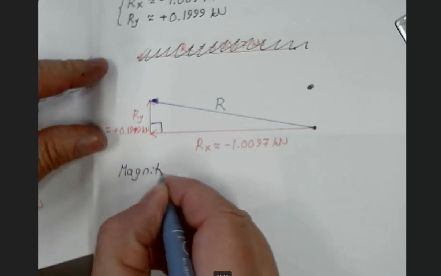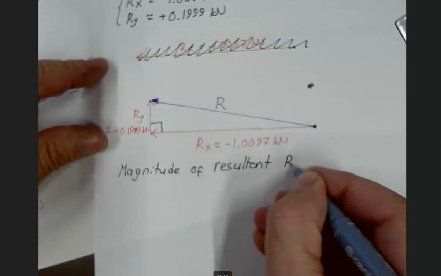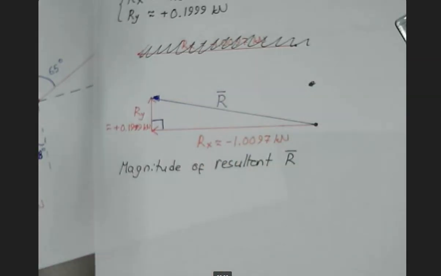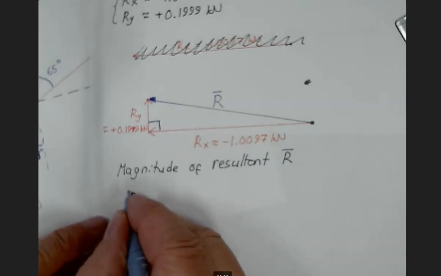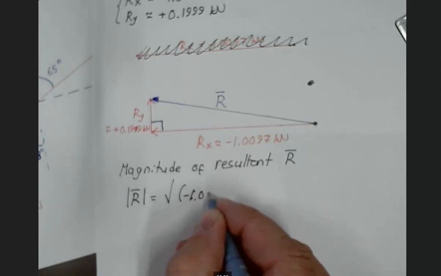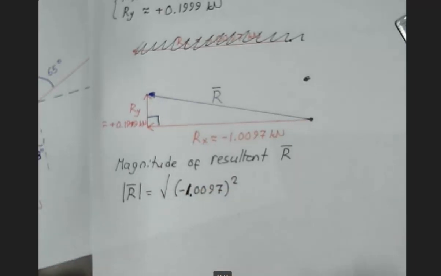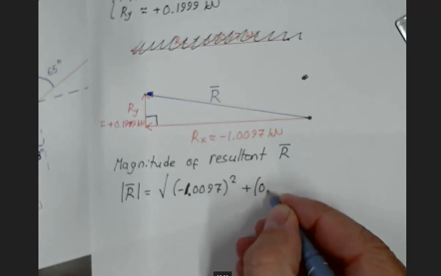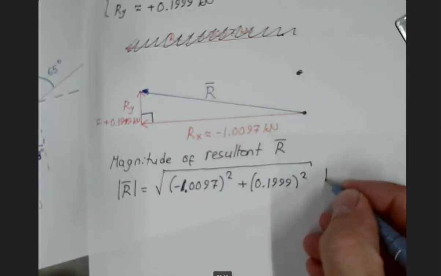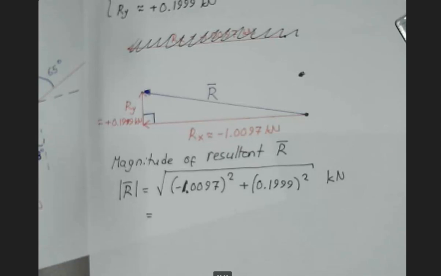So the magnitude of resultant R, let's draw that vector line there, that will be Pythagoras, and the unit is kilonewton. And let's see what we will get.